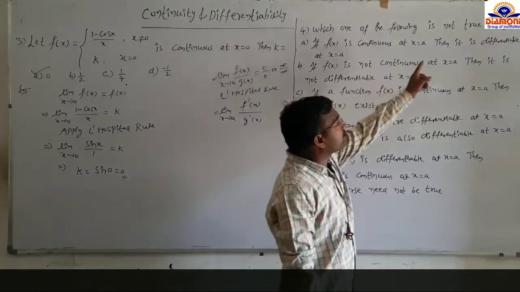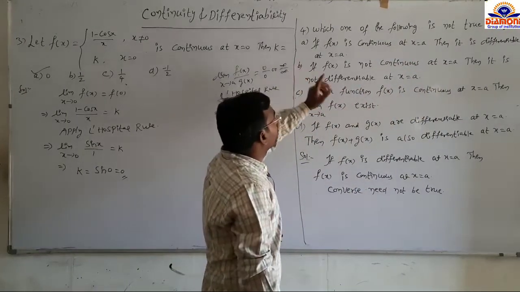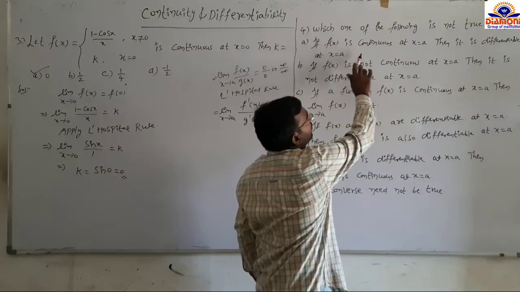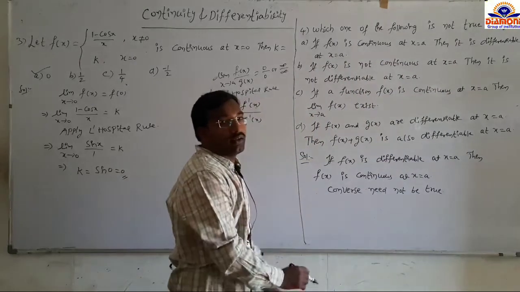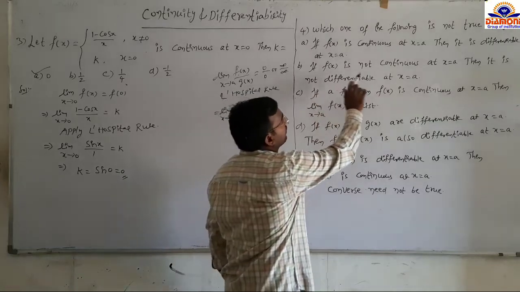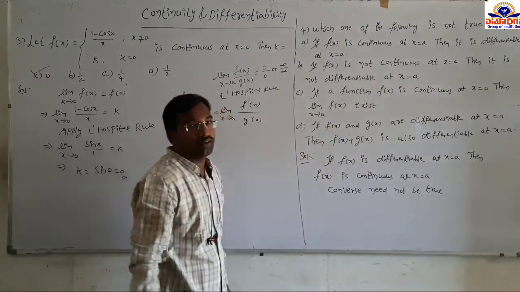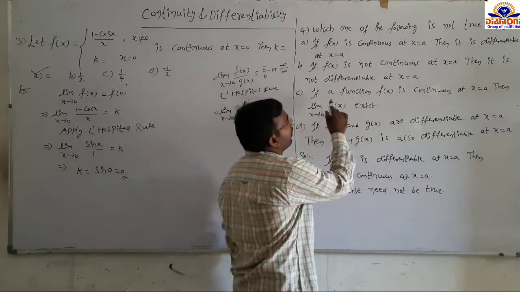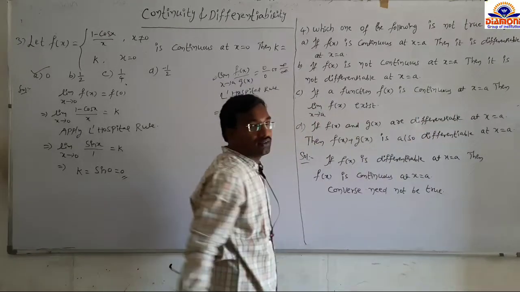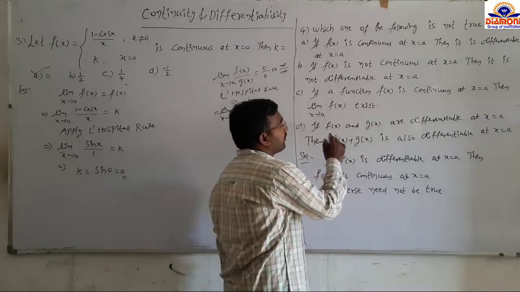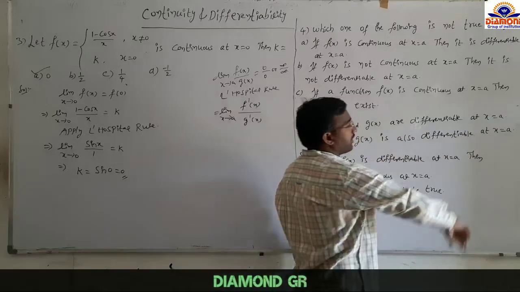Which one of the following is not true always? Option A: if f of x is continuous at x equal to a, then it is differentiable at x equal to a. Option B: if f of x is not continuous at x equal to a, then it is not differentiable at x equal to a. Third option: if a function f of x is continuous at x equal to a, then limit x tends to a, f of x exists. Option D: if f of x and g of x are differentiable at x equal to a, then f of x plus g of x is also differentiable at x equal to a.